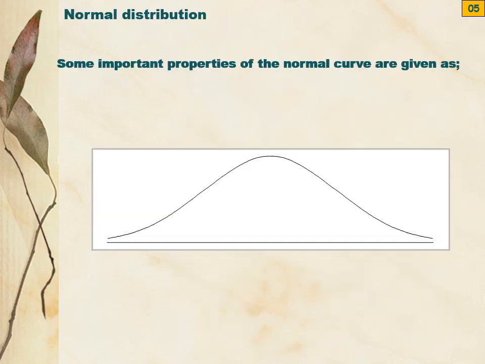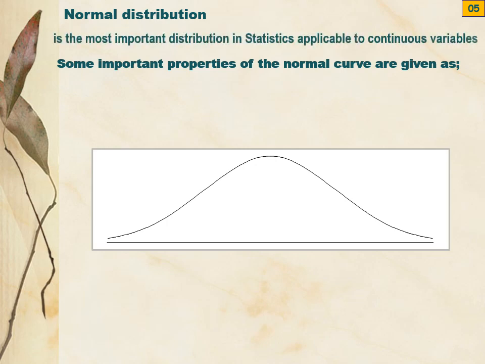Okay. Slide number 5. Normal distribution is actually the most important distribution in statistics, and it is applicable to continuous variables. There are some properties of the normal curve. If you have a large number of observations, you can draw the histogram, and if you join the midpoints of the upper surfaces of the bars of the histogram, it gives a curve like this. If a variable follows a normal distribution, it should satisfy certain properties.